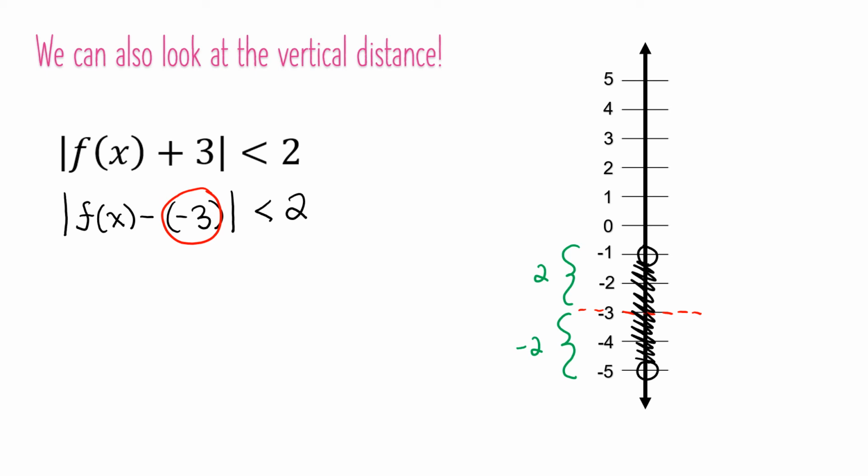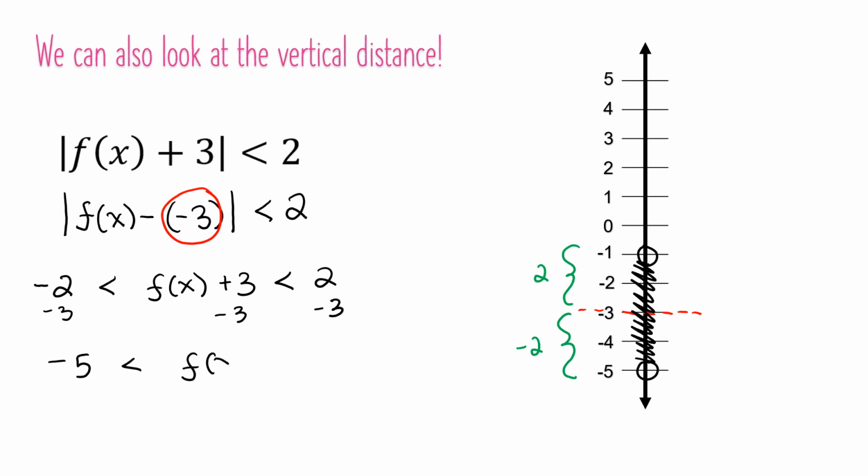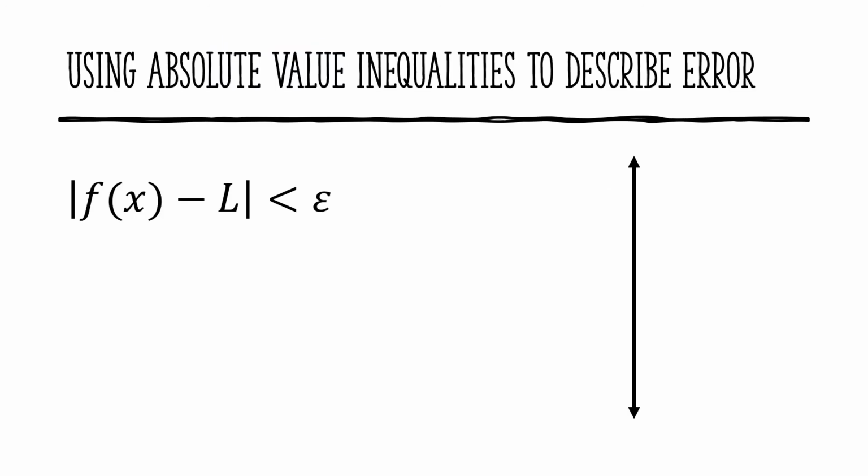And we could also show this by solving. So we can open this to a compound inequality. So we have negative 2 is less than f of x minus negative 3, which is just plus 3. That's a little easier for our solving. Is less than 2. Then we can subtract 3 from each piece. So we have negative 5 is less than f of x is less than negative 1, which is what we found and graphed. So we can also use absolute value inequalities to describe error, which is just the same as distance, but we're talking about f of x.